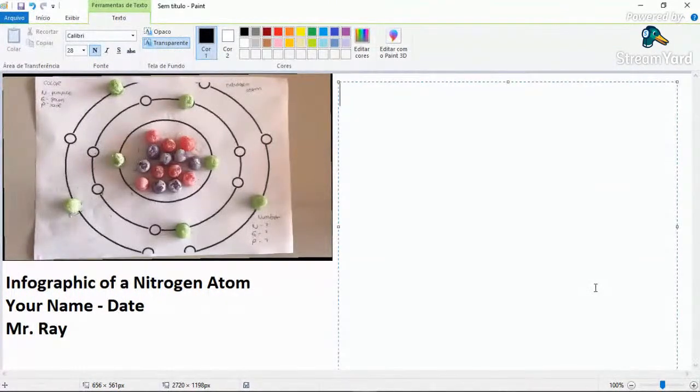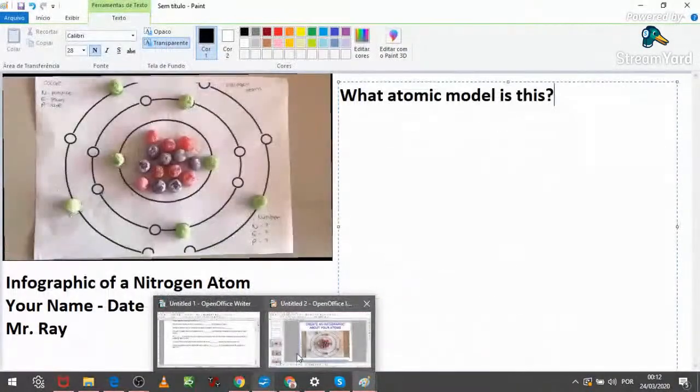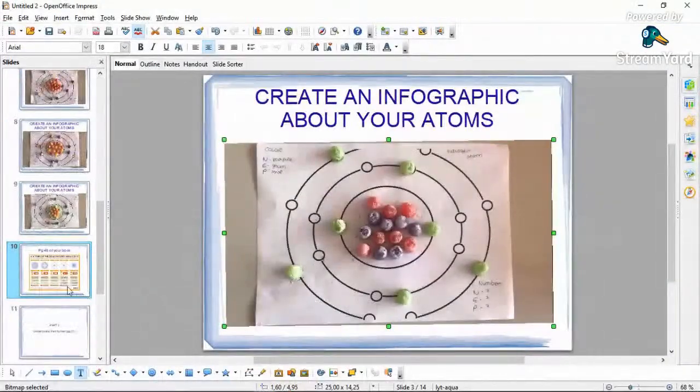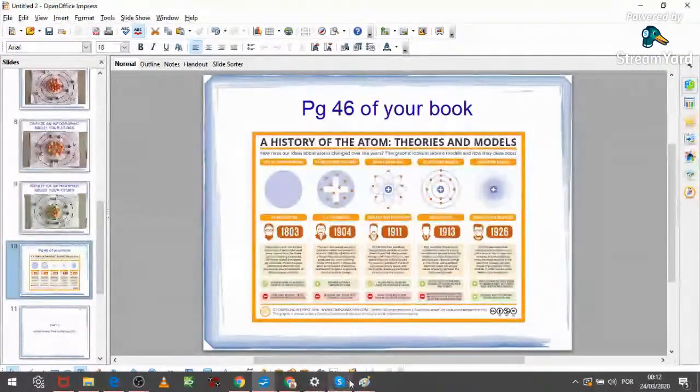Now you have your choice of what information to put. Here are some things that you can say, okay? Some options. You could maybe say what atomic model is this, okay? And what do I mean by that? Is it one of these 5 over here, which atomic model is it?